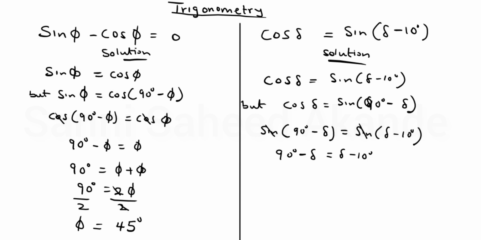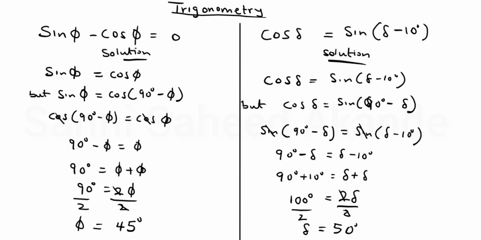Okay, so now collect the like terms. We have 90 degrees plus 10 equal to delta plus delta. So 90 plus 10 gives us 100 degrees equal to 2 delta. Dividing both sides by 2, we are left with delta equal to 100 divided by 2, which gives us 50 degrees. So this is how to go about solving this type of question anytime you come across them.